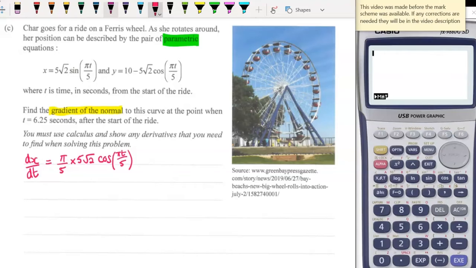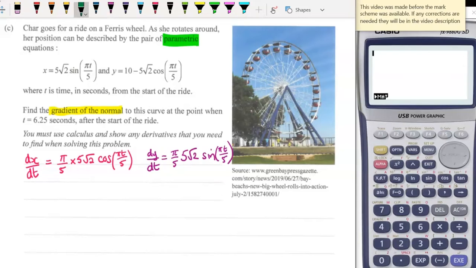Now, dy by dt, so we're doing this function now. Well, the 10 differentiates to 0. The minus 5 root 2, cos turns into minus sine, so it will cancel out the minus that we have there into being a plus. But we will also bring out the 5 over pi that we get from differentiating the inside. So we end up with, oh, I missed the 5 root 2, and then sine of pi t by 5.